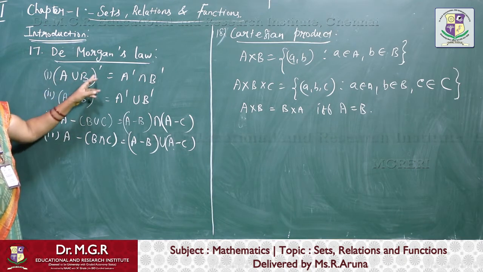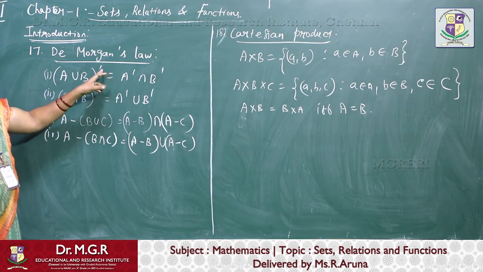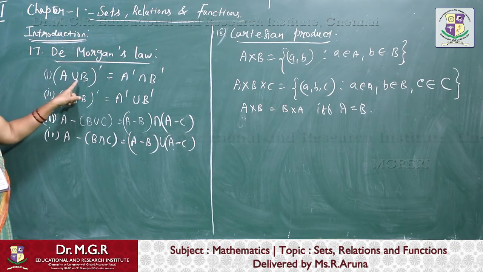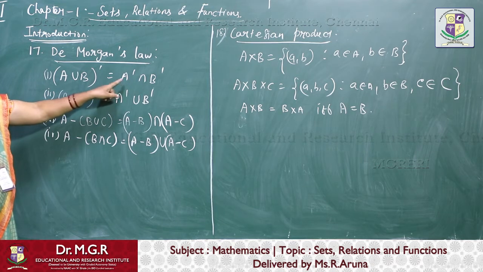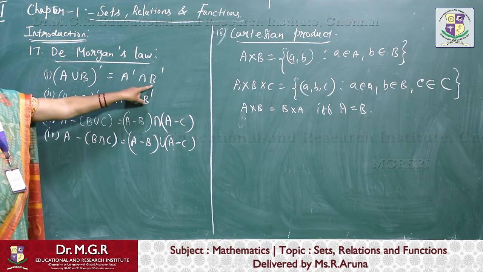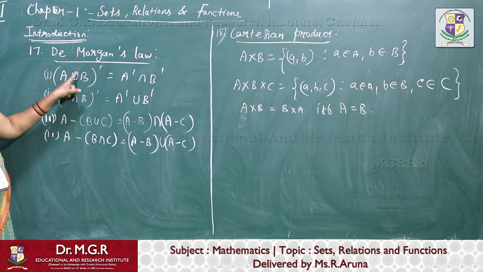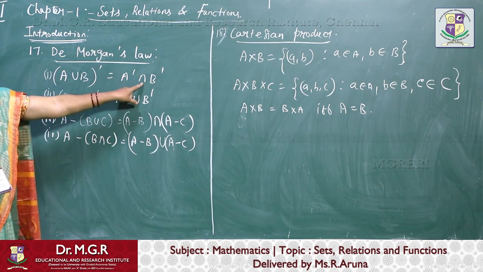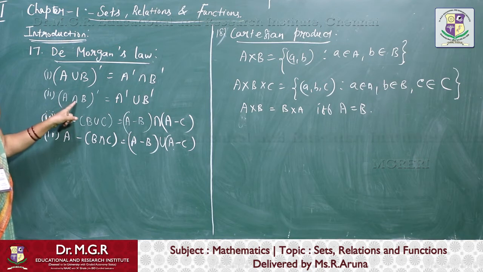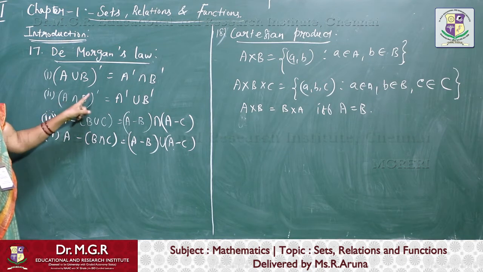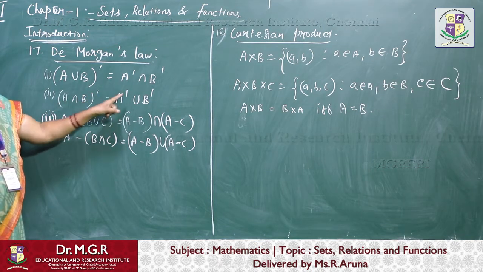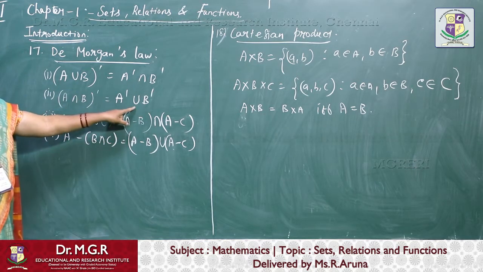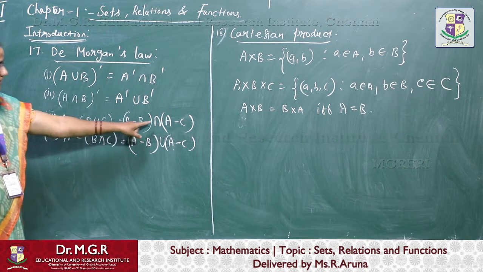A union B, the whole complement. You would have remembered this notation is for complementary set. So A union B, the whole dash, is equal to A dash intersection B dash. Whatever the operation we are using here, that operation is inverted in the right hand side. Similarly, A intersection B, the whole dash, is equal to A dash union B dash. So the operations are inverted. Here also the operations are inverted.